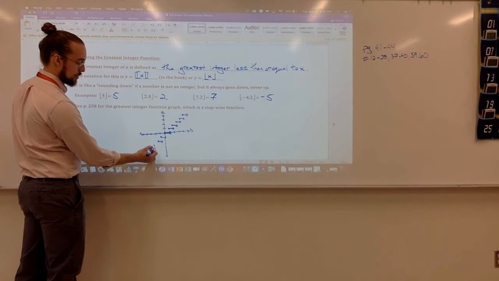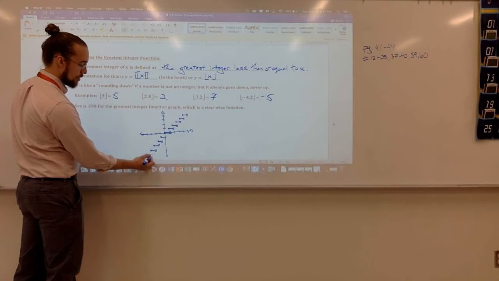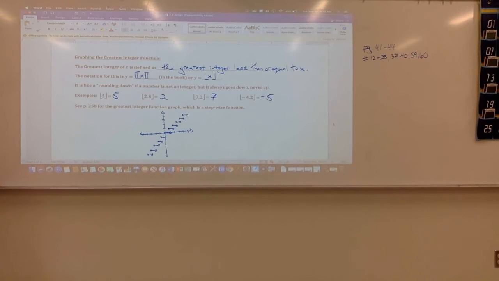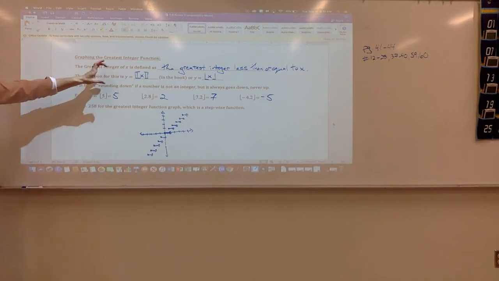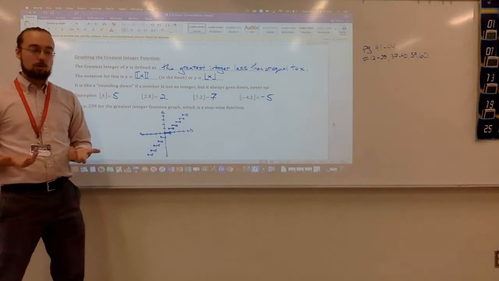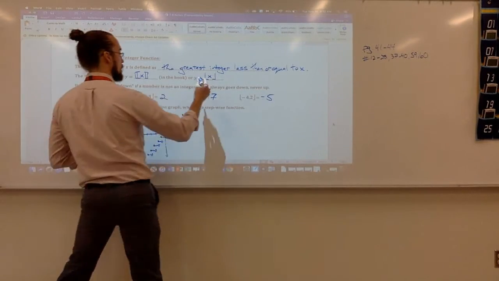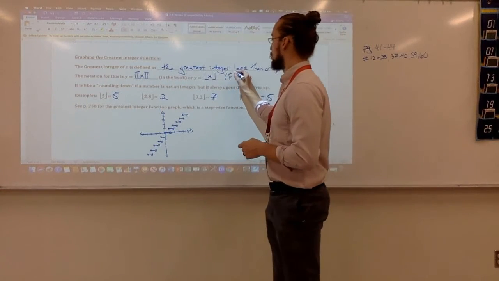The greatest integer function looks something like this, okay? And the key to remembering this is just our definition of greatest integer. Greatest integer is just the greatest integer less than or equal to x. Again, the notation in the book is this double bracket thing, but usually we just write it, or call it the floor function. I guess we jot that down. This is also called the floor function.